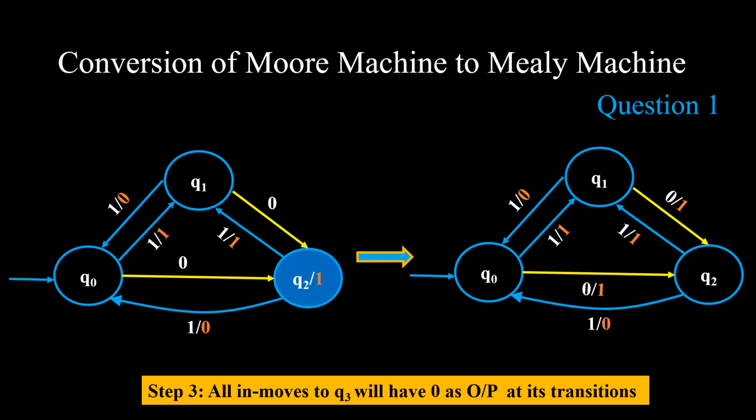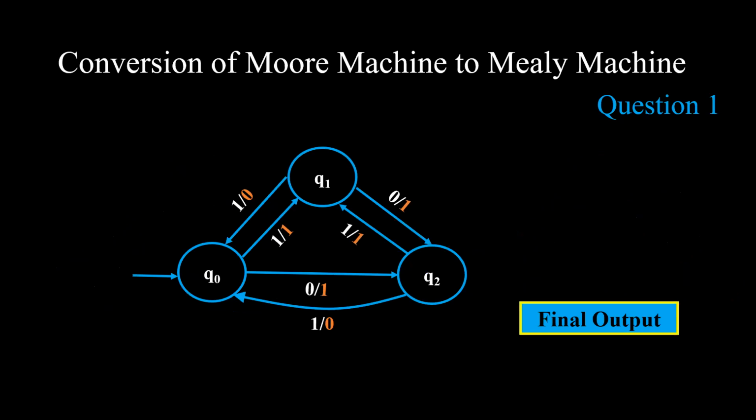Now we move to Q2 state. In Q2 state we have 2 in moves. One is from Q0, another is from Q1. Corresponding to Q1 we have a 0, corresponding to Q0 we have 1. What is there in the state? 1. So what we will do, we will just put a 0 followed by a 1 as output in the in move of Q1, and likewise we will put 0 oblique 1 in the in move of Q0 to Q2. So this is the final output. So this is how we have converted a Moore machine into a Mealy machine.